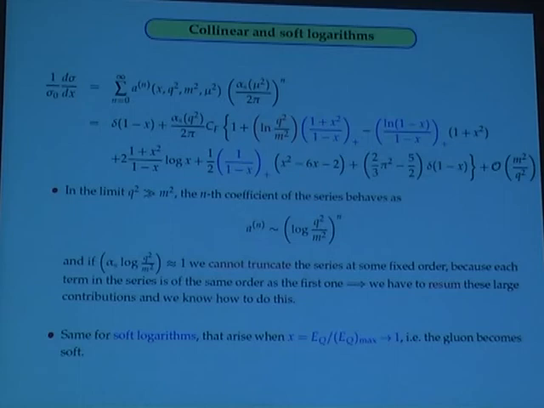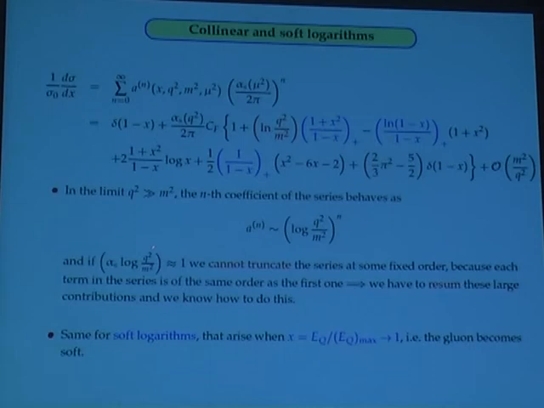Now, sigma n plus 1 equals sigma n times something. So start to iterate. You believe me when I tell you that the nth term of the series is proportional to the logarithm of q squared over m squared, to the n. Each time you iterate, you get a logarithm of q squared over m squared. You repeat n times, and this is what you get. And if alpha strong, each term is alpha strong to the n, times this object to the n. So the nth term of the series is just alpha strong times this big logarithm.